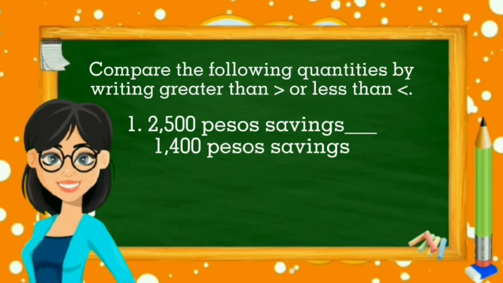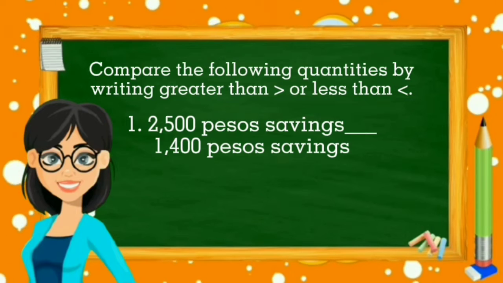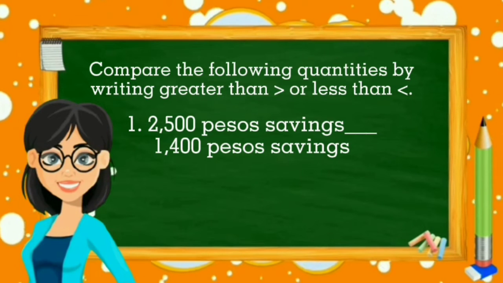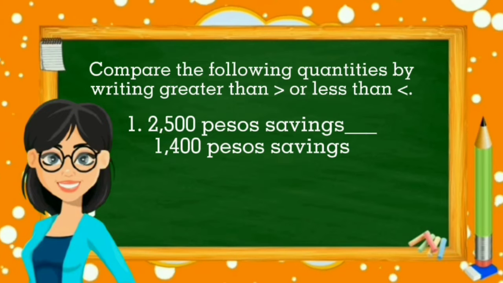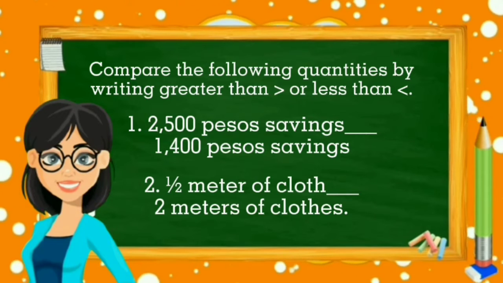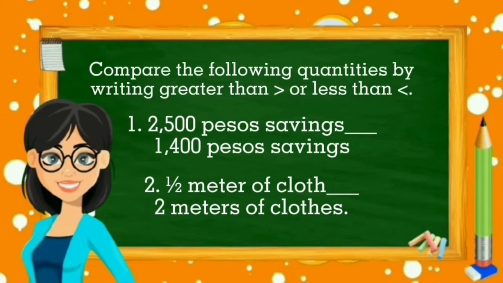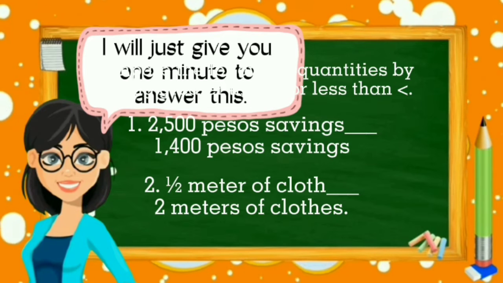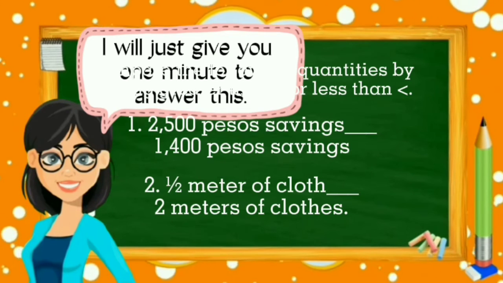Here we go, number 1. 2,500 pesos savings is compared to 1,240 pesos savings. Number 2, 1/2 meter of cloth is compared to 2 meters of cloth. I will just give you 1 minute to answer this.